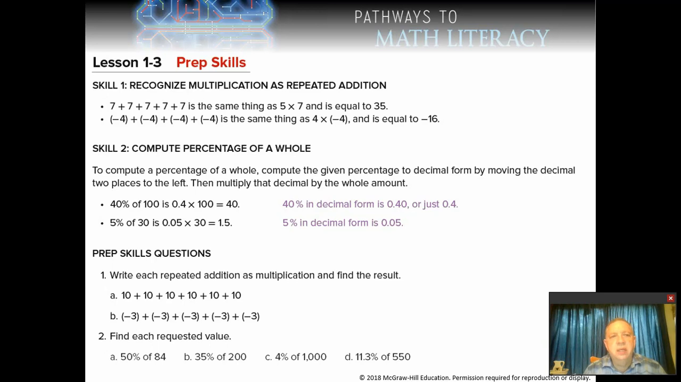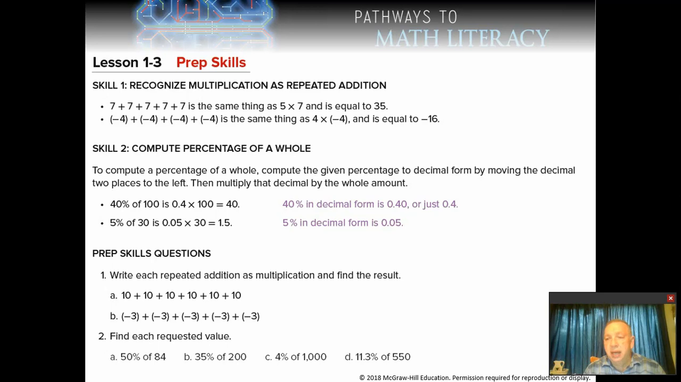Skill number one is recognize multiplication as repeated addition. We remember that from grade school. So 7 plus 7 plus 7 plus 7 plus 7 is the same thing as 5 times 7. I had 1, 2, 3, 4, 5 of those. So 5 times 7, and we knew our multiplication table, 35.